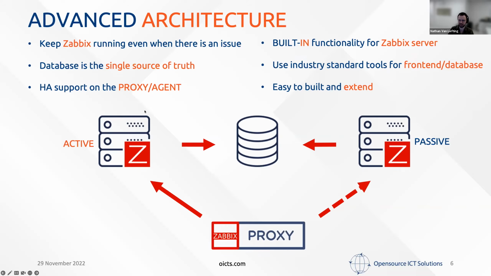So when we set up various Zabbix servers to communicate with the same database, they can also become part of a high availability cluster, and the database will keep in mind which of the nodes is active. And if one of the nodes is no longer connecting to the database, it will also know to do a failover. So the database will be the single source of truth.